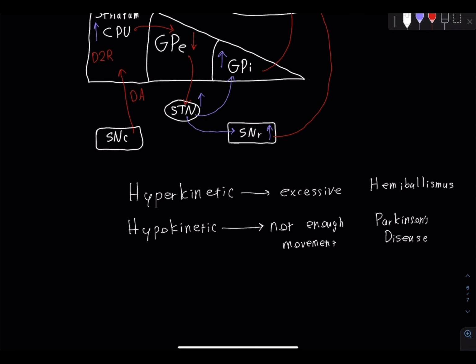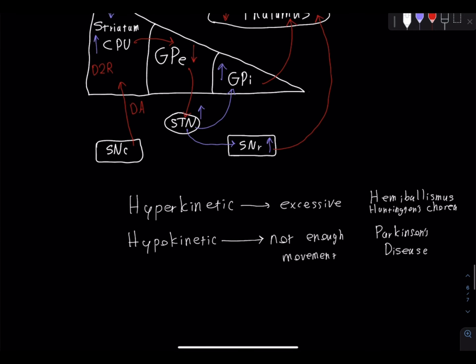Another example of a hyperkinetic dyskinesia is going to be Huntington's chorea. And Huntington's chorea is a genetic disorder. Chorea means to dance, so that it causes dance-like movement of the limbs. So let's talk about some of these conditions. So let's start with Parkinson's disease.